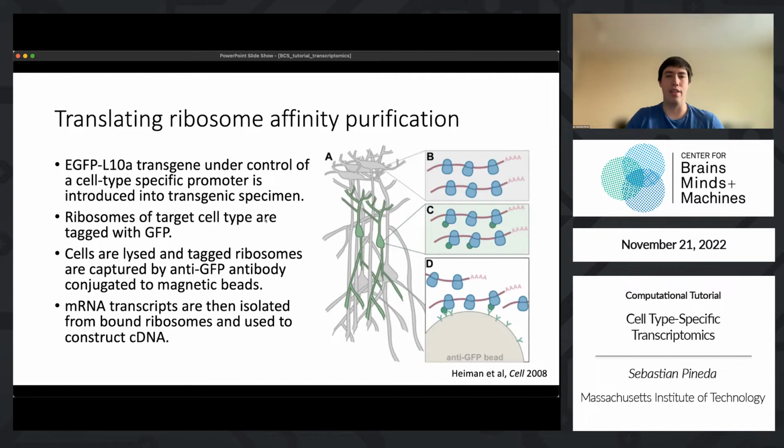And then you can lyse the cells and do an affinity purification. You have these magnetic beads that have an EGFP antibody, and the beads would capture these GFP tagged ribosomes. You would remove everything else, and then you would pull the RNAs off of those ribosomes and sequence them. And then you would make a cDNA library.